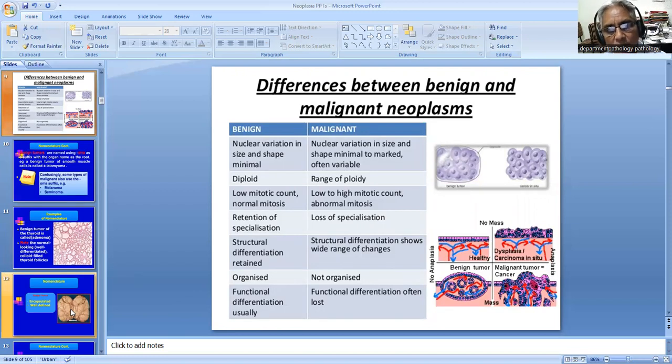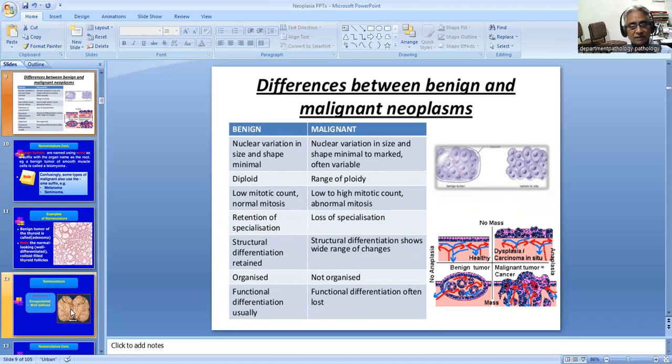So you can now sum up the difference between benign and malignant mass. In the benign, nuclear variation in size and shape is minimal, while in the case of malignant, there is a marked variation in the nuclear size and shape. Nuclei in the case of benign are usually diploid, while in the case of malignant, they are multiploid. In a benign cell, there is a low mitotic count or normal mitosis, while in the case of malignant, there is a low to high mitotic count and this mitosis is also abnormal.